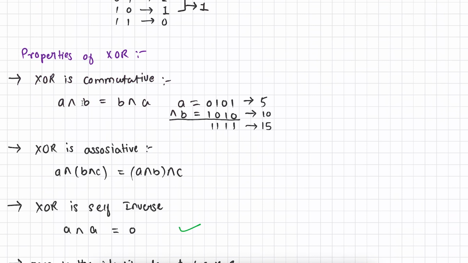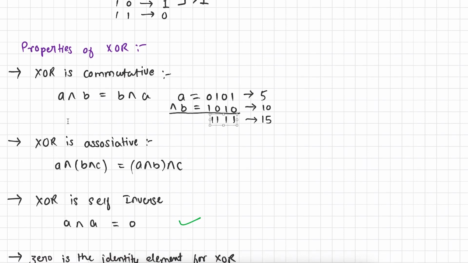So let's see the commutative property of XOR. The commutative property of XOR says A XOR B is equal to B XOR A. So let's say we have a number A whose binary representation is 0101, and we have B whose binary representation is 1010, and we do XOR of A and B, we get 1111. So as per this property, if we do A XOR B or B XOR A, in both cases we get the same result.